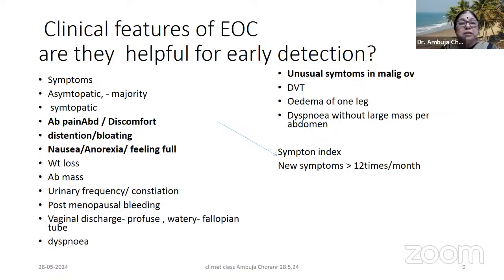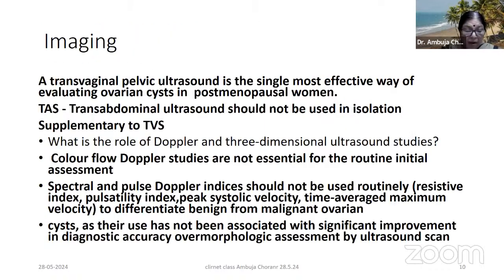So, symptom complex, new symptoms more than 12 times in a month, I told you. This is the one which raises suspicion. What are the new symptoms that will be present? Abdominal discomfort, there can be bloating and loss of appetite and nausea, anorexia, and feeling of fullness. These are the new symptoms; if they appear, you should always think that it can be ovarian malignancy.